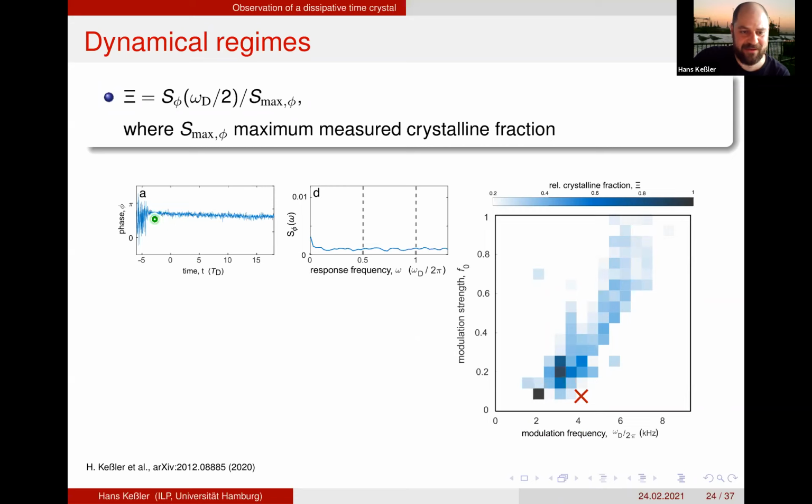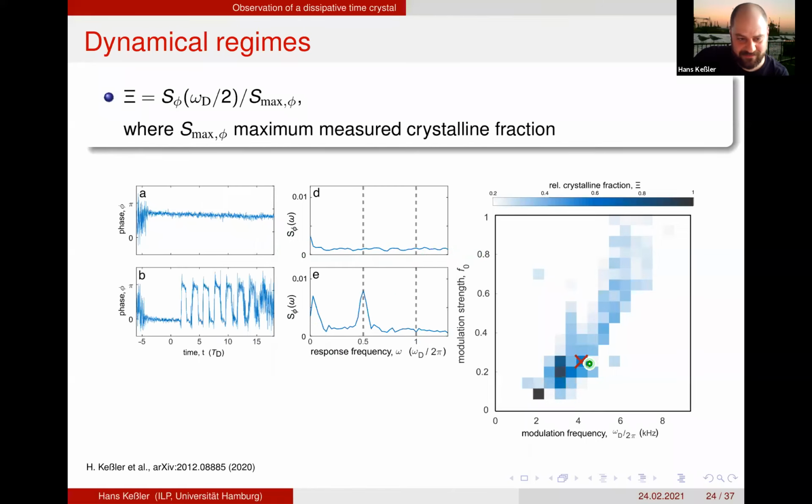So for weak driving, the system just stays in the same sublattice. And if we calculate the FFT of this phase signal, what is shown left, and on the right side the FFT, there's no significant peak, so it is basically flat. Just a little bit of noise is visible.